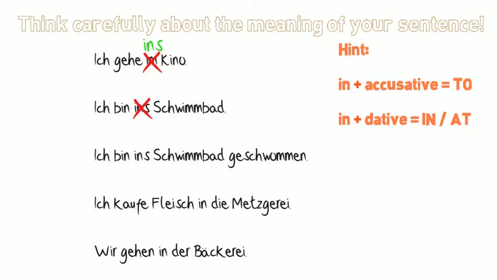In the second sentence, the problem is reversed. I am to the swimming pool doesn't work, but changing from accusative case to dative case will fix that. Now the sentence means I am in the swimming pool.